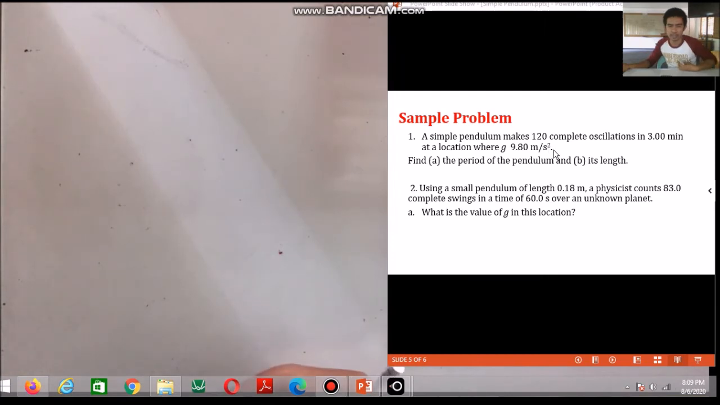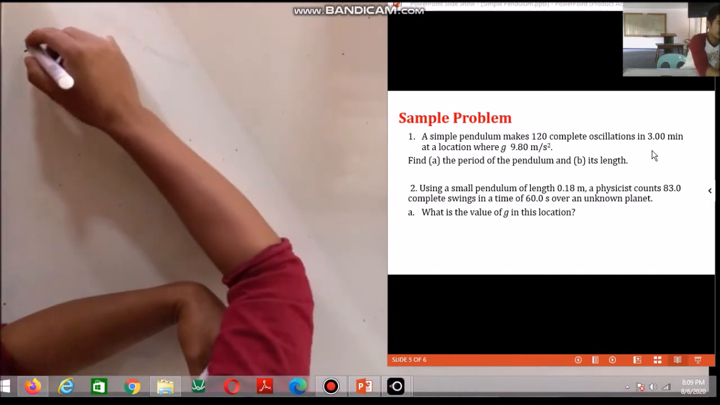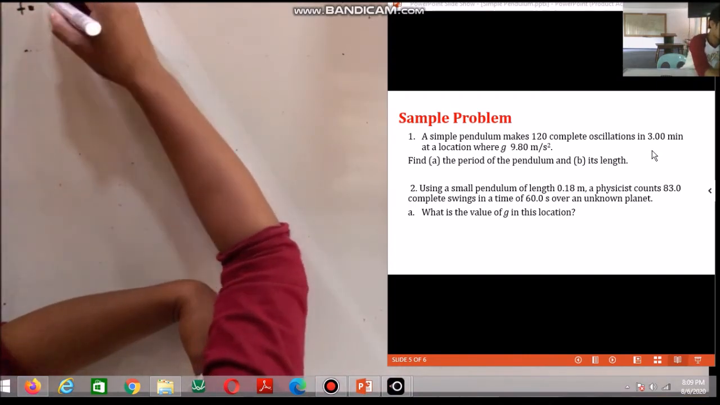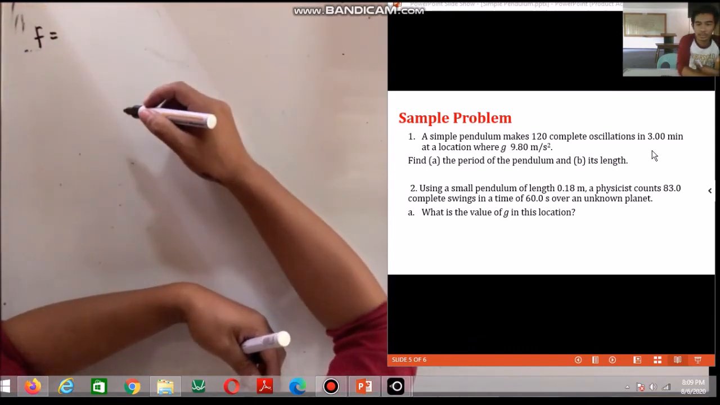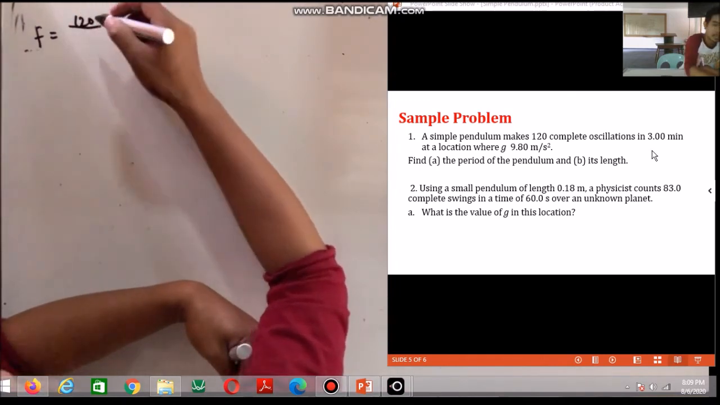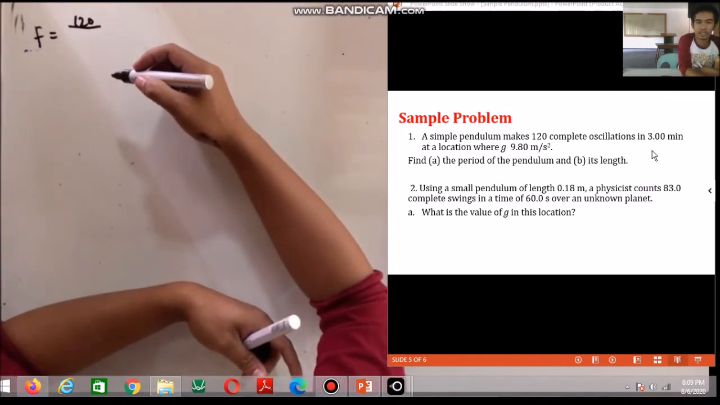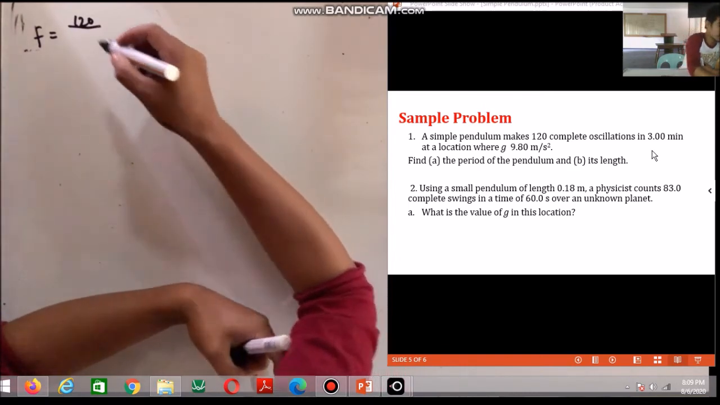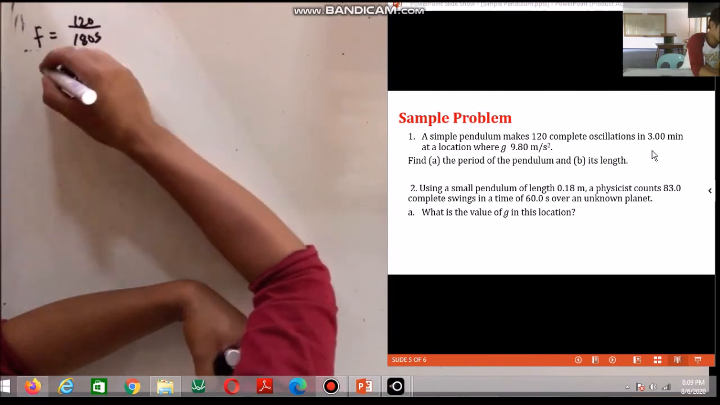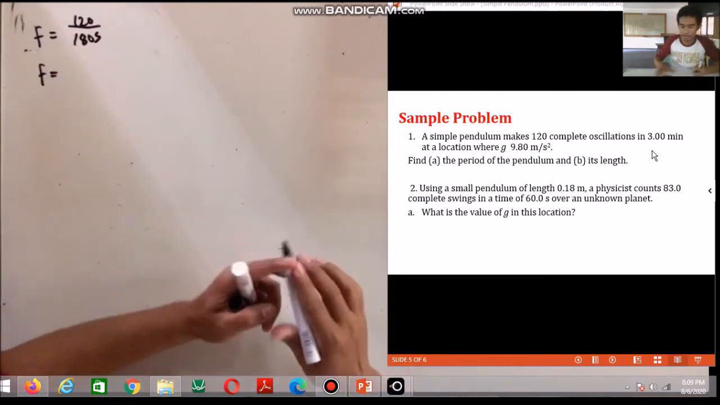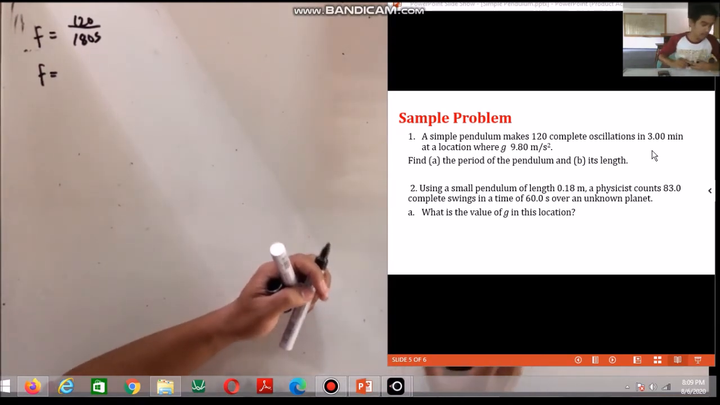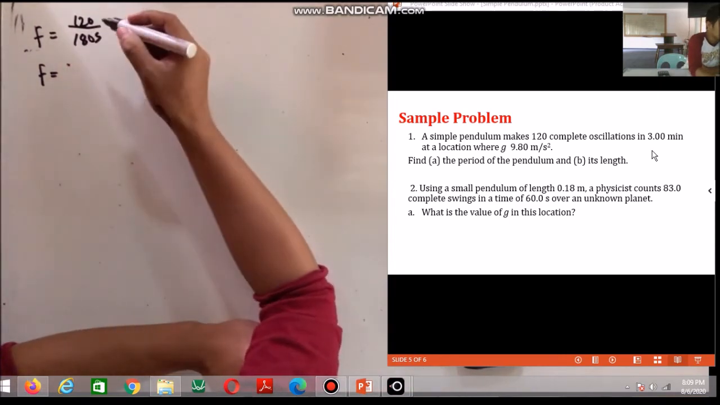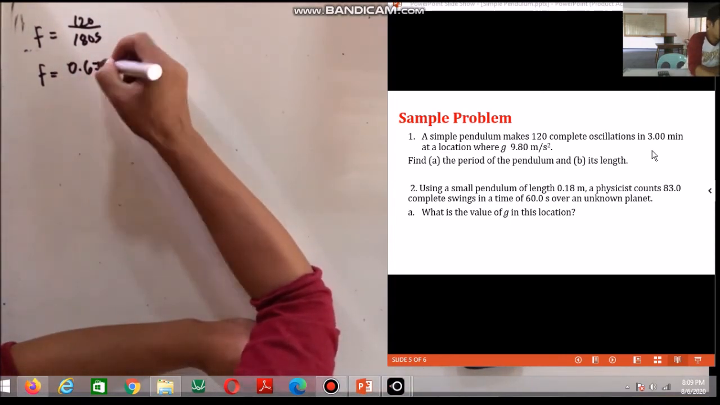So given 120 cycles in 3 minutes, what's the frequency? Frequency is the cycles per second. What's the number of cycles? 120 complete cycles over 3 minutes. 3 minutes is equivalent to 180 seconds. So the frequency: 120 over 180 is 0.67. So that's the frequency, 0.67 per second.